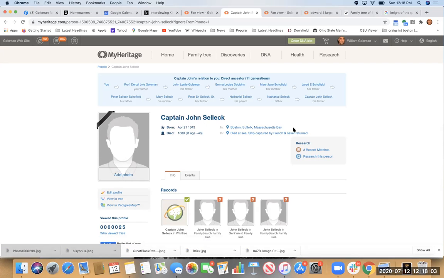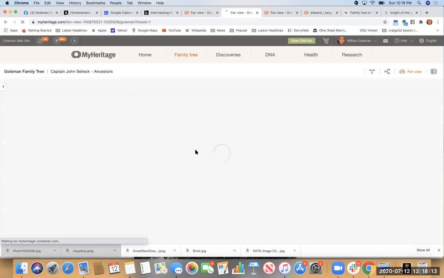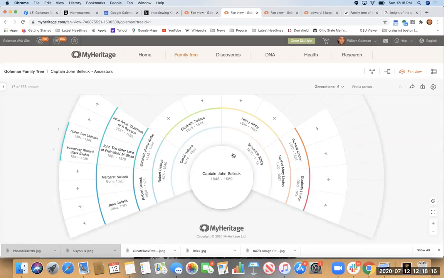So I found him very interesting, and we're back now to 1643. So if we go back to looking at it in the tree, you'll see that when I get back a couple generations from Captain John, instead of petering out and not being able to find information about dates, all of a sudden, at this generation back in the 1500s, I have parents, lots of parents.